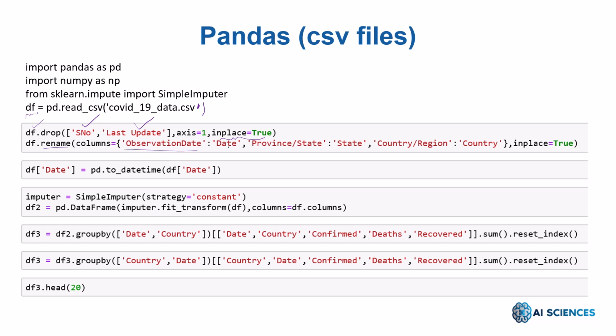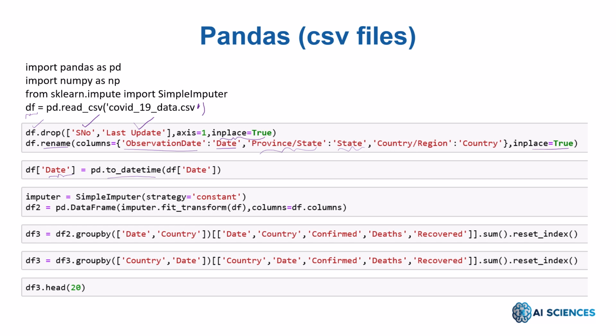I can rename different column names. For example, the observation date can be renamed to date. That's a dictionary object. The province/state can be renamed to state, and so on. Again, this is in place. The date object is no longer in a formal pandas date, so I can convert it using pandas to_datetime.